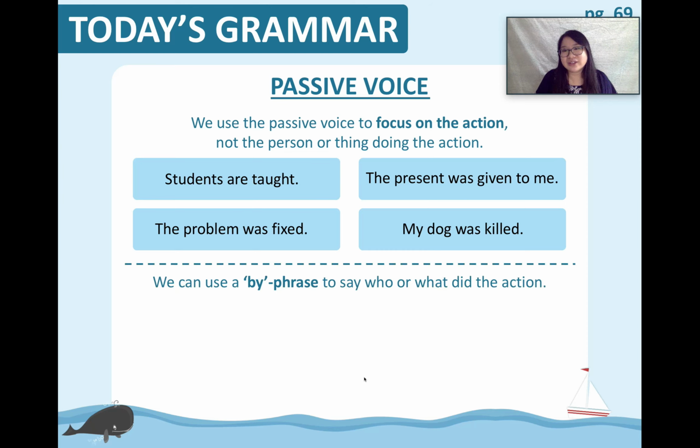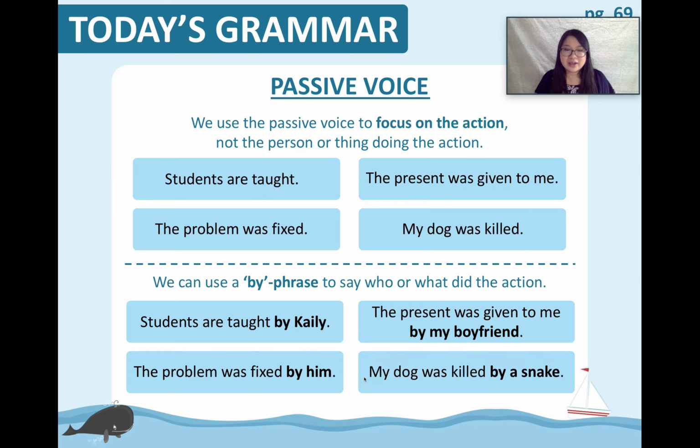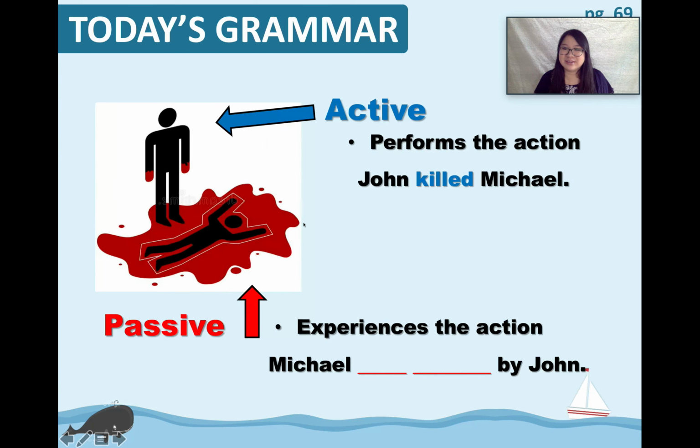We can use a by phrase to describe who or what did the action. Students are taught by Kaylee. The present was given to me by my boyfriend. The problem was fixed by him. My dog was killed by a snake. Now we're adding more detail to describe the scene, right? So we have the passive voice by this person.